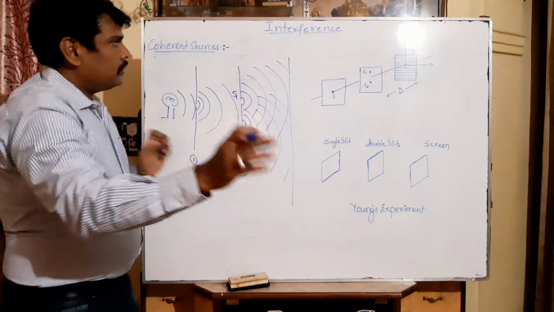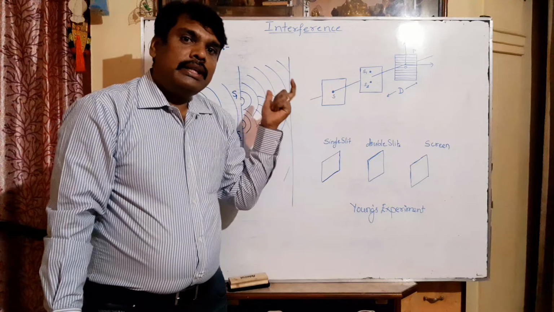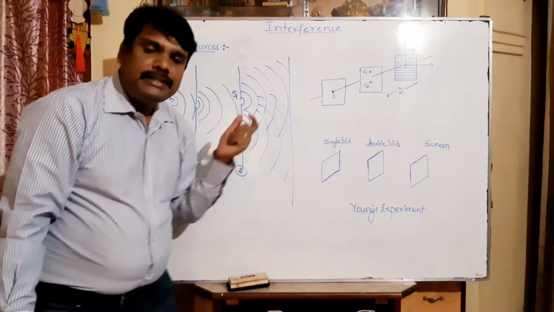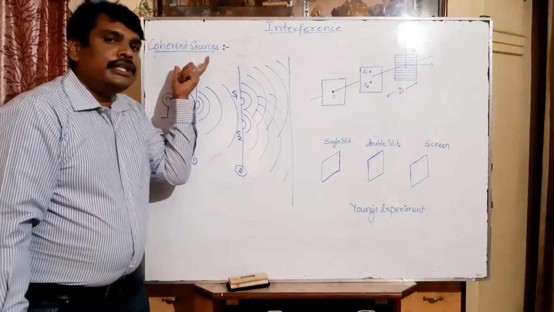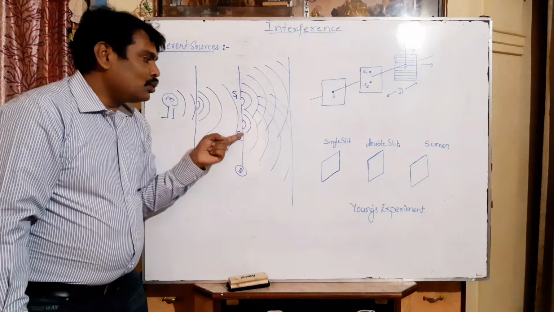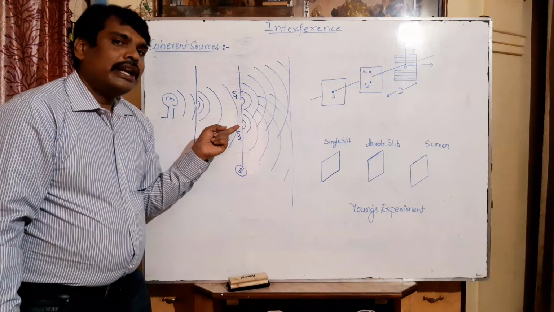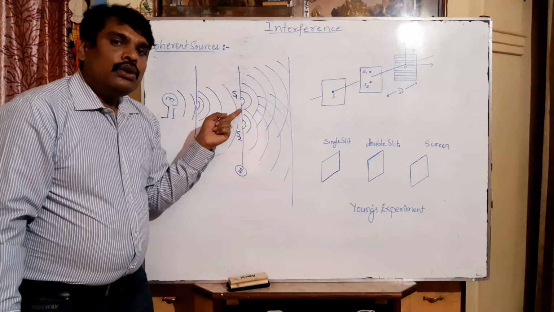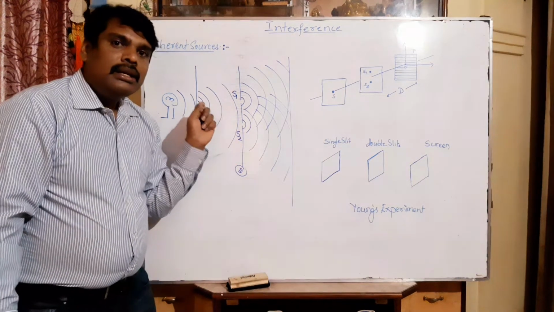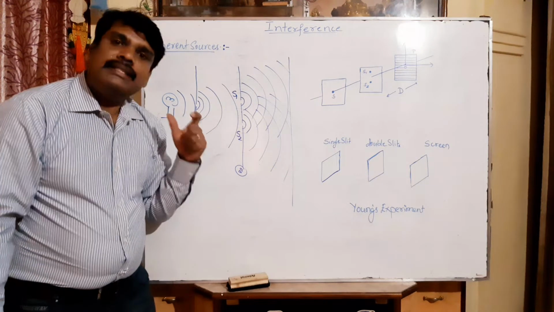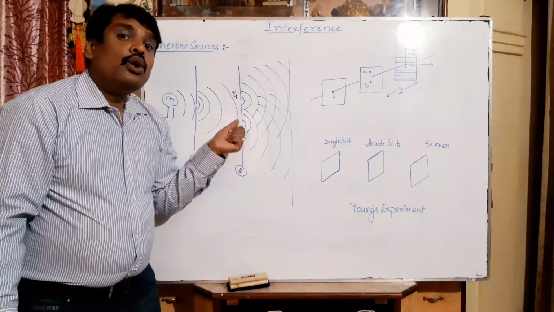Clear now? So I conclude that interference is a phenomenon of light, the redistribution or modification of intensity of light when two or more light waves superpose. Now come to the definition of coherent sources. Two sources are said to be coherent if they have zero or constant phase difference. When the light is emitted continuously with zero or constant phase difference, those two sources are said to be coherent sources.